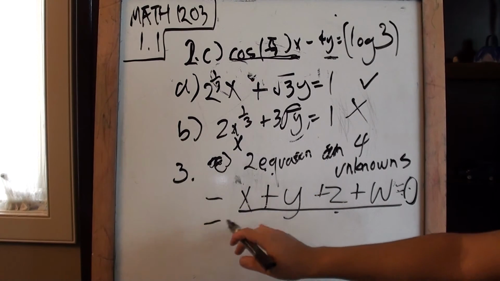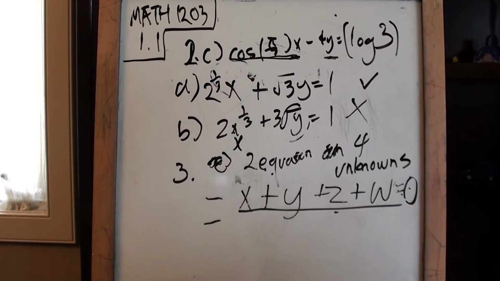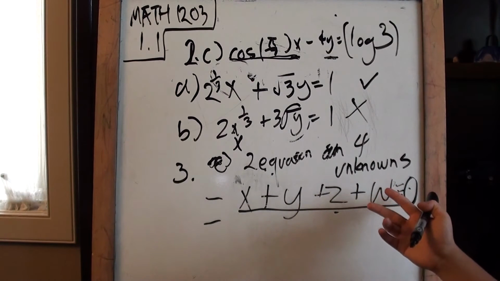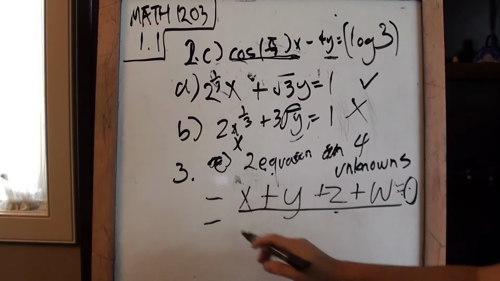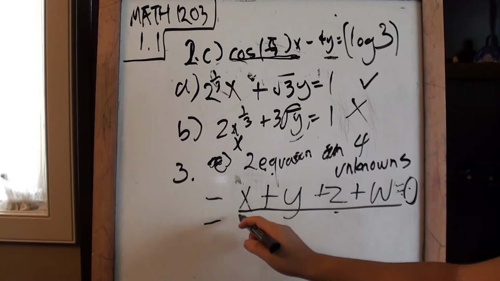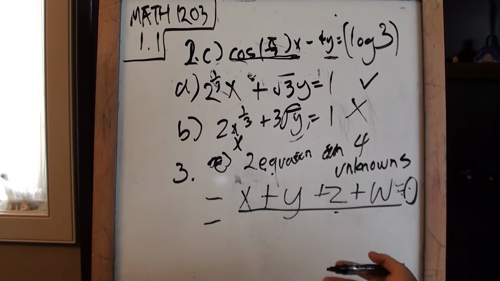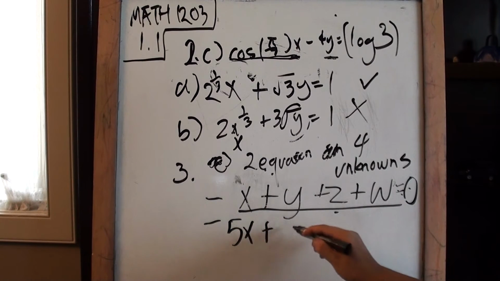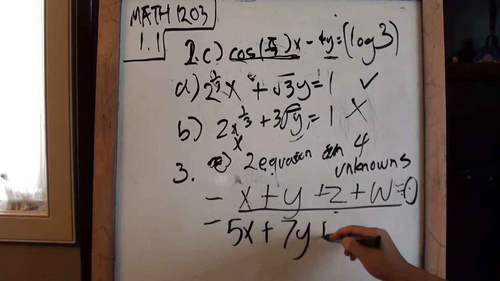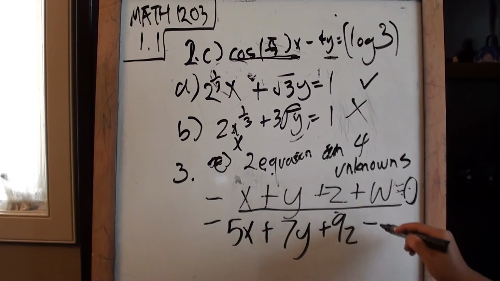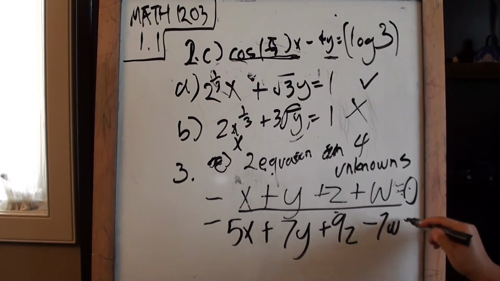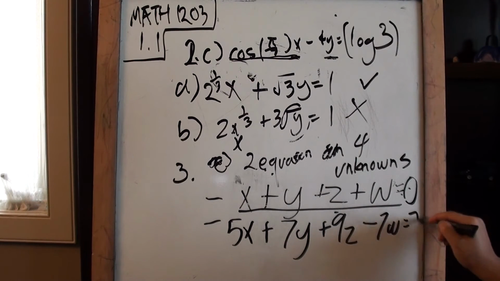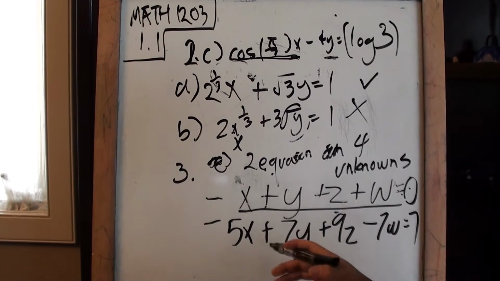Theoretically, you could just write the same thing, and you have two equations. It didn't say the two equations have to be unique, but it's sort of implied that it should be a different equation. So 5x plus 7y plus 9z minus 7w equals 7, for example. I don't know. But yeah.